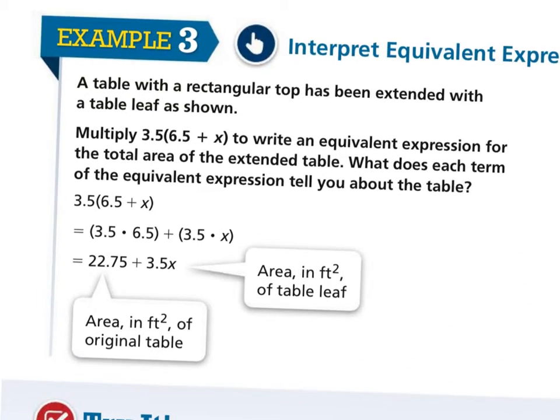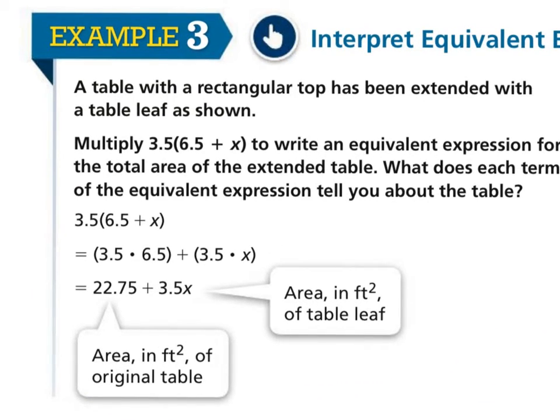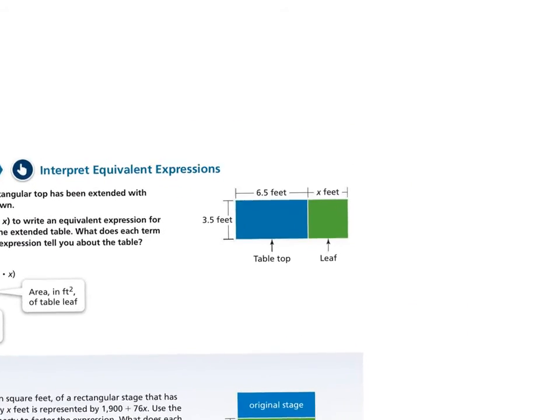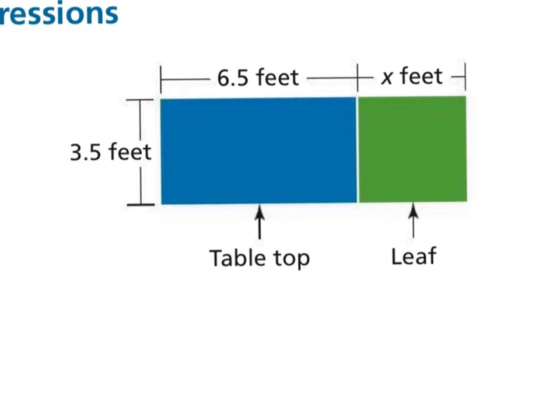Example 3, we have a table with a rectangular top that's been extended with a table leaf as shown. So here's the blue part would be our original tabletop, and then the green part over here would be our leaf extension. So sometimes they have leaves in tables that make them bigger. Maybe you use those at your house if you have company over or something. You need a few more chairs and a little bit more table space.